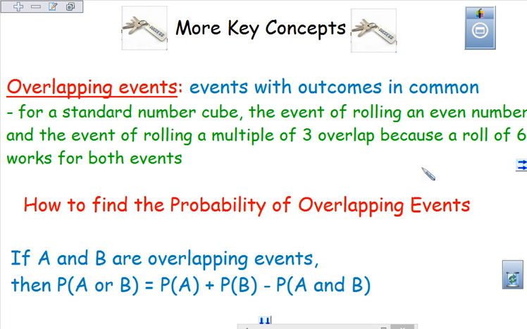Overlapping events are events with outcomes in common. For a standard number cube, the event of rolling an even number and the event of rolling a multiple of 3 overlap because a roll of 6 works for both events. So how do we find the probability of overlapping events? The probability of A or B happening will still be A plus B, but you have to subtract out the overlap. So here is the overlap.